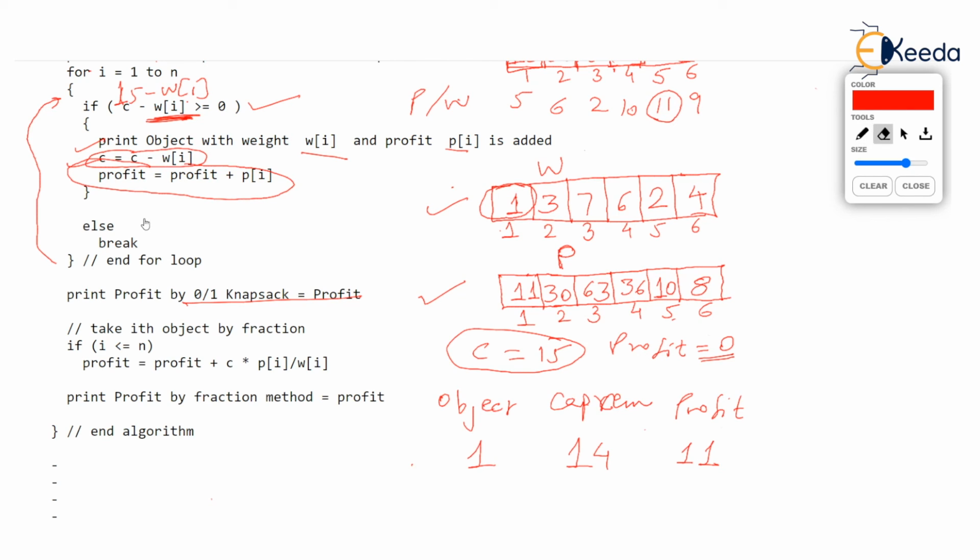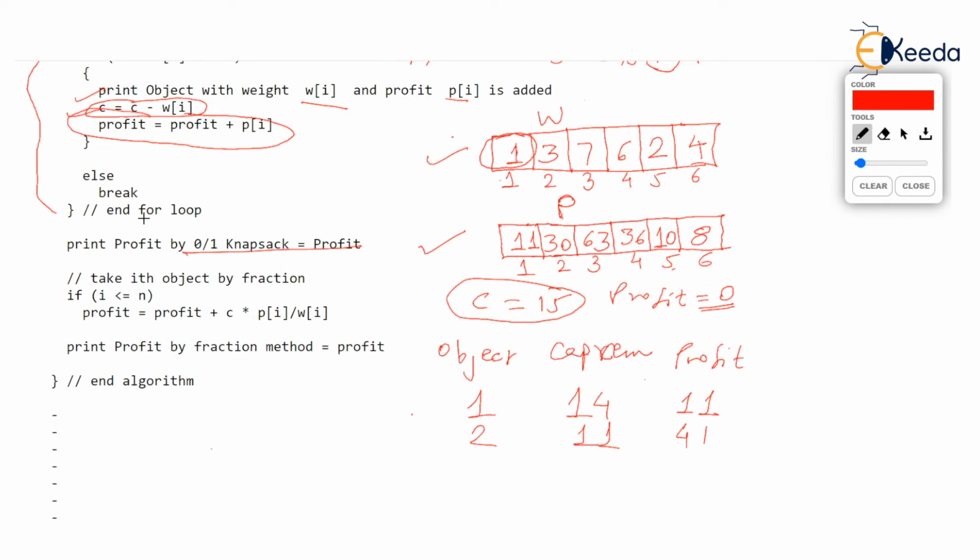So what really happened, when this for was running, the second object was also added. The second object has weight of 3, so the capacity remaining is 11, and the profit due to that was 30, so the total profit was, I think, 41, isn't it? Then the third object was also added and the weight was 7, so capacity remaining is 4, and profit was 63 due to that, so we will get 104.